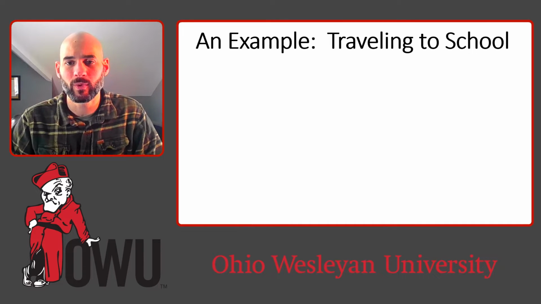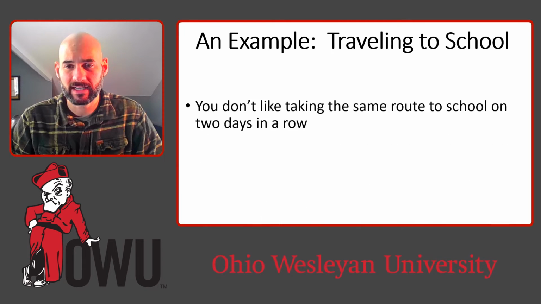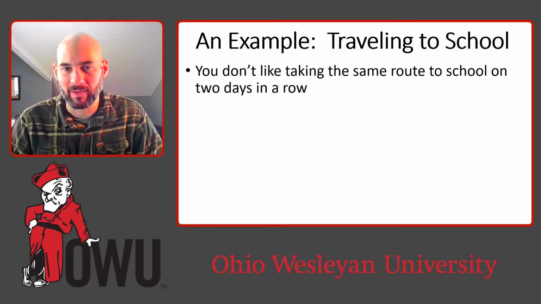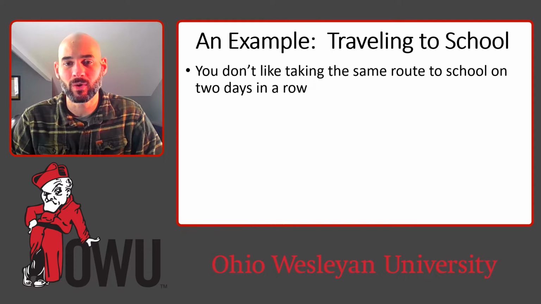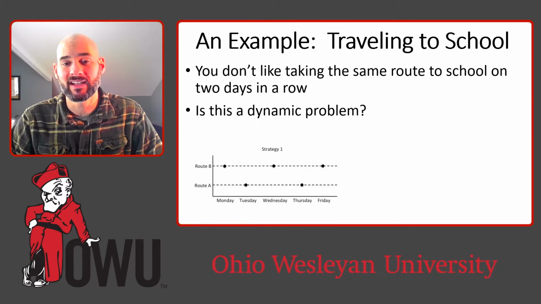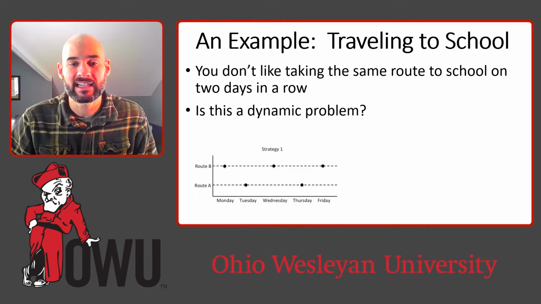So to consider an example here that may help us clarify what types of problems are dynamic and what types aren't, let's think about a middle schooler, elementary school kid traveling to school. So they're going to school, they don't like taking the same route to school on 2 days in a row. And the question is then, is this a dynamic problem? So you certainly have to choose which route you're going to take on each day, in that if you take route B on Monday, then you would need to take route A on Tuesday and route B on Wednesday.